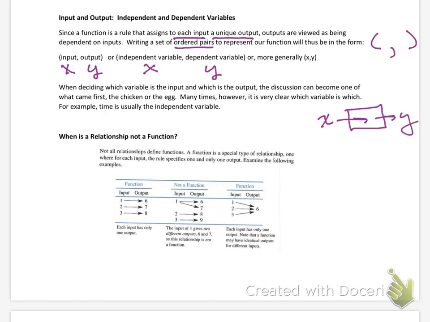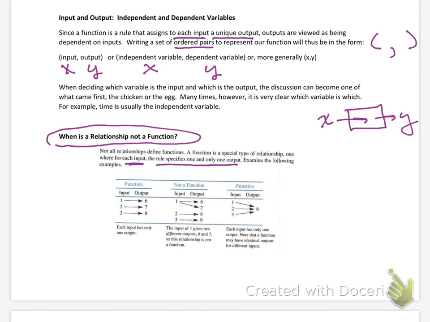We keep talking about functions, but we can also have relationships between variables. So when is a relationship between variables not a function? These tables are going to help us determine that. Not all relationships define functions. A function is a special type of relationship, one where for each input, the rule specifies one and only one output. Look at this. Here's your basic function. Input yields one output, and there are no duplicates in the y column.